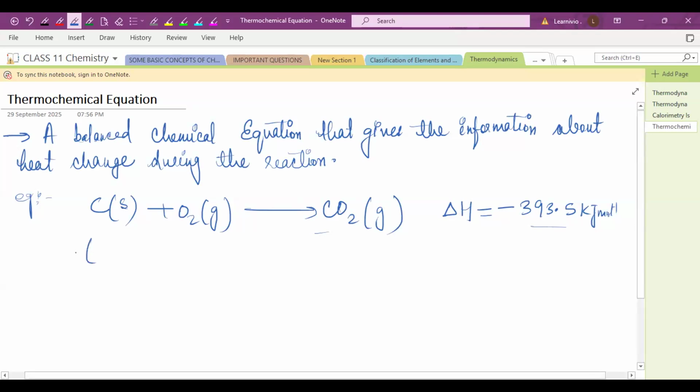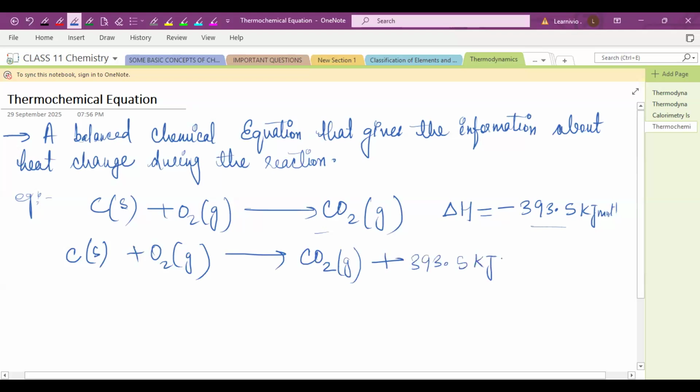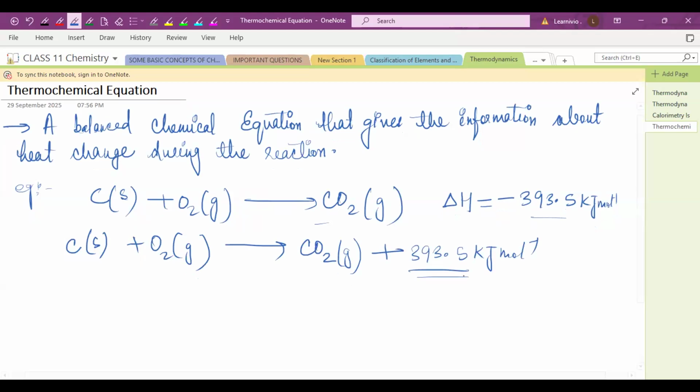So you can also write this as carbon plus O2, and carbon dioxide gas is formed as a product. Since heat is being released, you will write plus 393.5 kilojoule per mole. So this much amount of heat is being released in this chemical reaction. Clear? Yes.